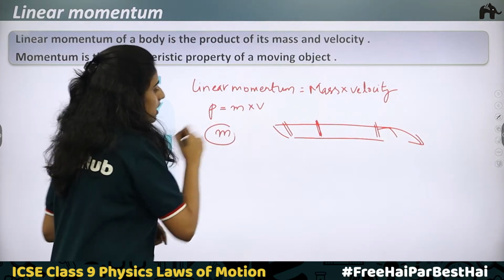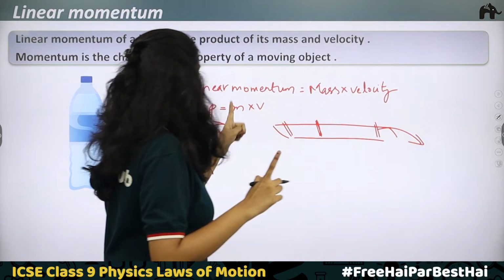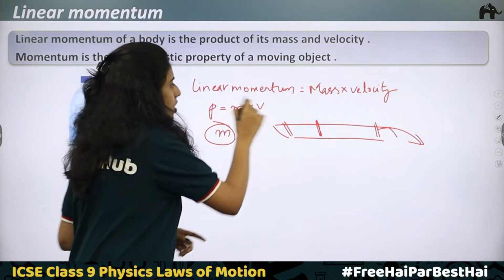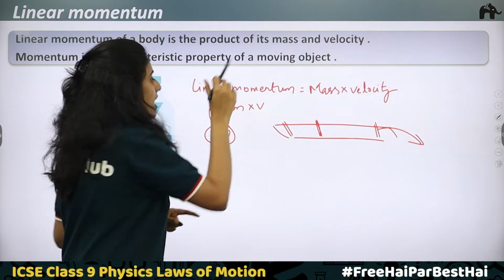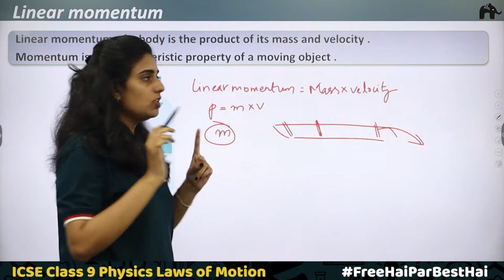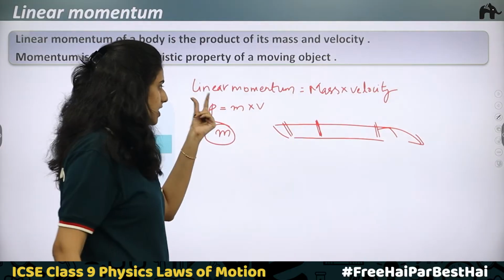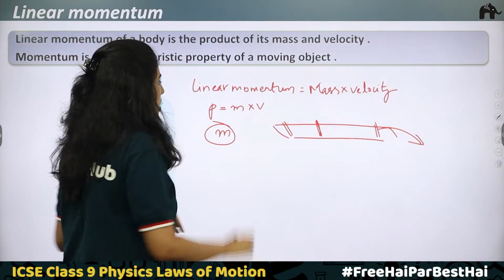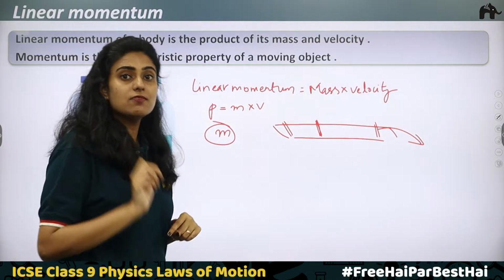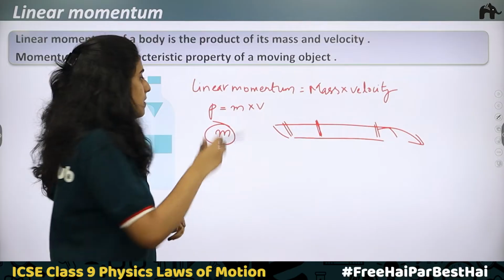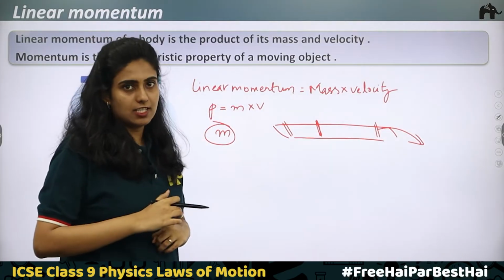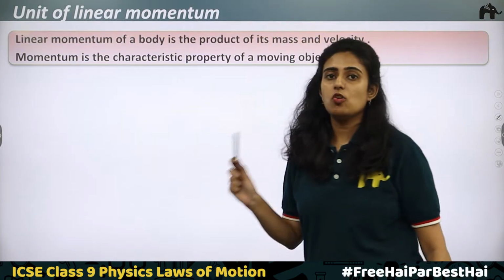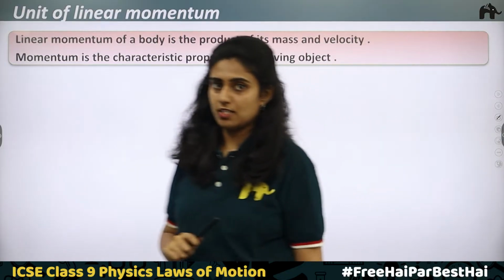Here we know that mass is a scalar quantity. What about velocity? Velocity has both magnitude and direction. So when you take the product of mass and velocity, one is a scalar quantity and the other is a vector quantity. Then what about momentum? Momentum will also be a vector quantity. It has both magnitude and direction. Clear?